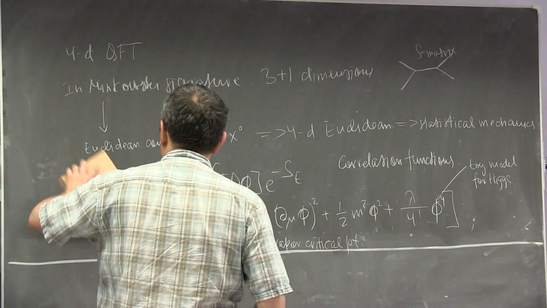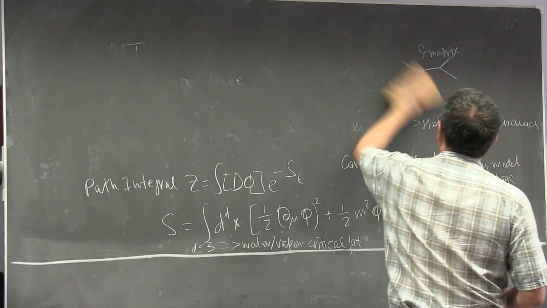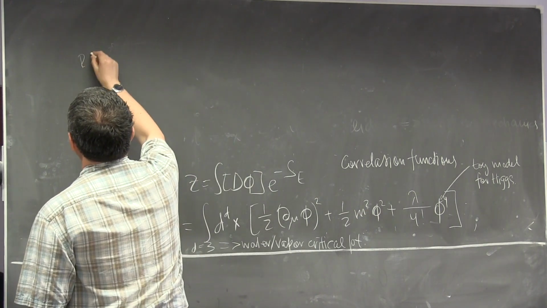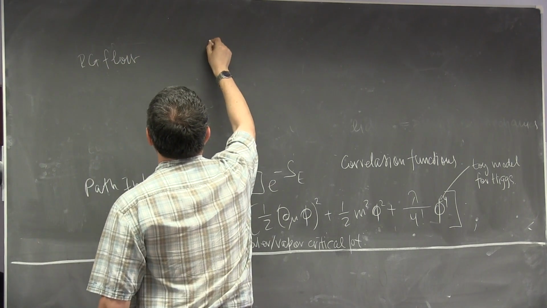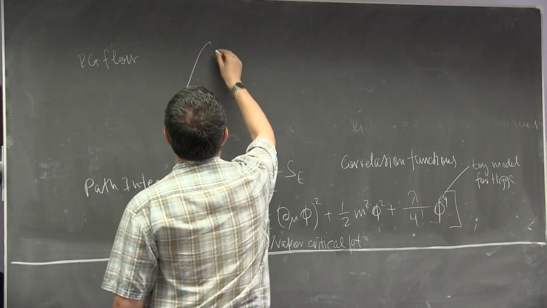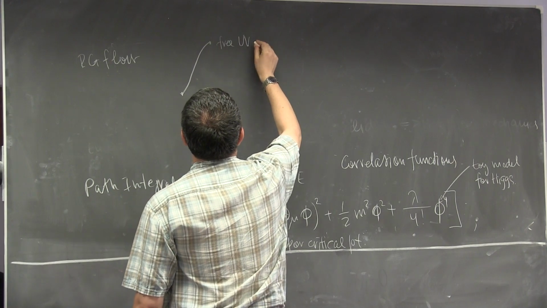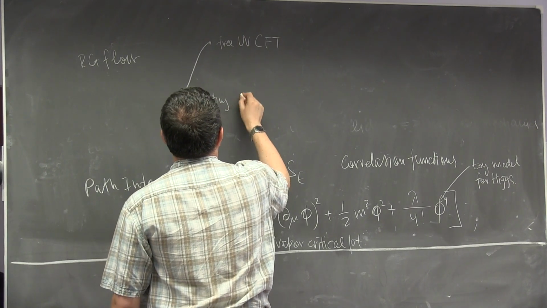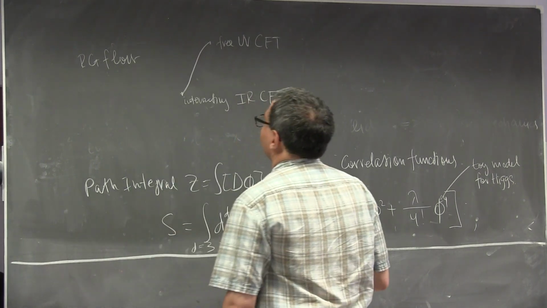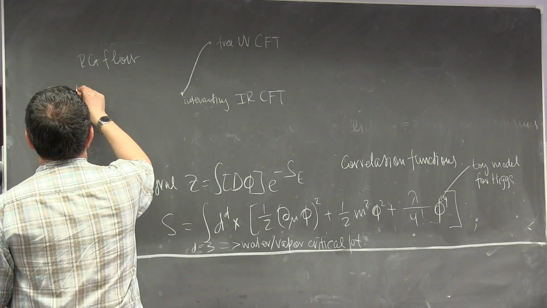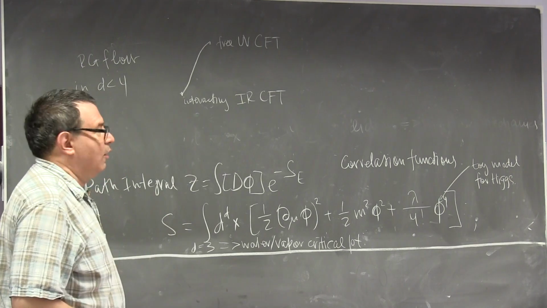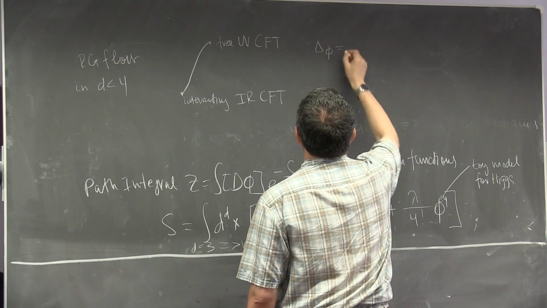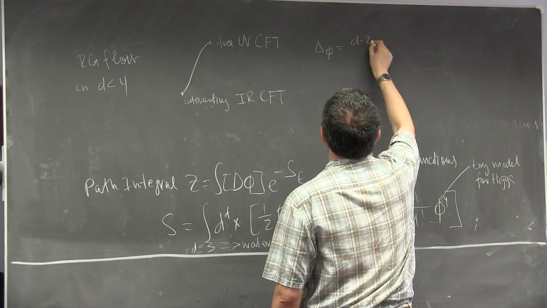So you have this picture of RG flow here. This is treated as a UV Lagrangian, so you have RG flow from a free UV theory to some interacting IR theory, an IR CFT. This is only the case in d less than 4, right? Because in this free UV CFT, the dimension of the phi field is equal to d minus 2 over 2.